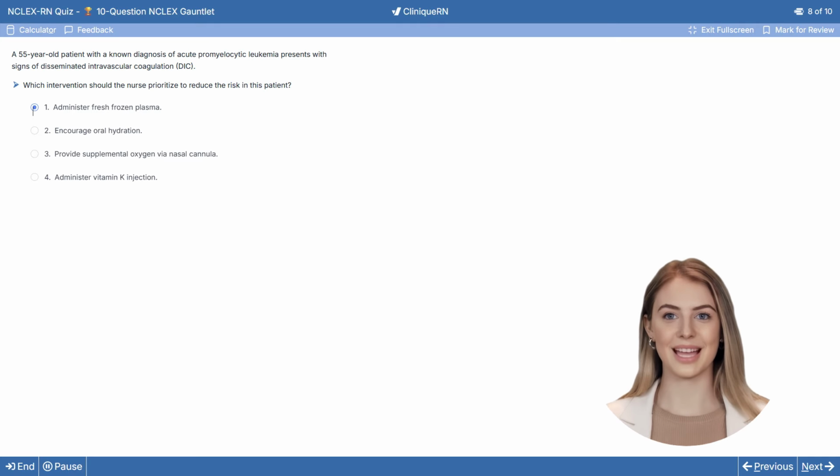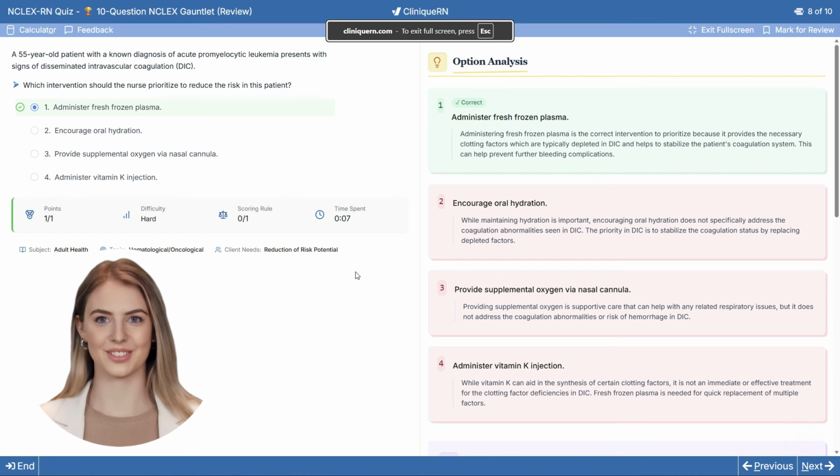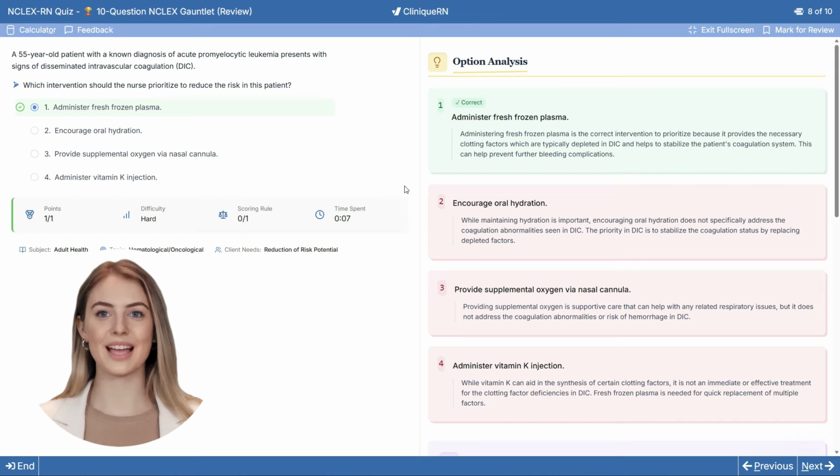Rationale: disseminated intravascular coagulation burns through your clotting factors fast. Fresh frozen plasma, FFP, directly replaces those depleted factors, stabilizing coagulation and reducing the risk of hemorrhage. It's not optional, it's life-saving.